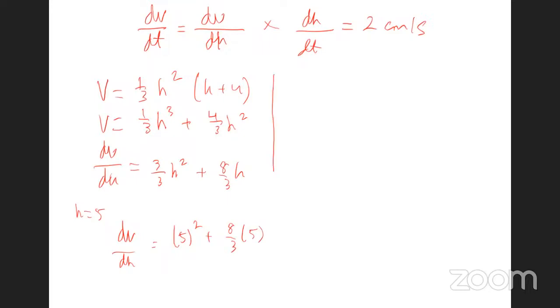So therefore, dV/dt will be equal to, I didn't really work out that. What's 5 squared plus 8/3? 38 and a third. So 38 and a third multiplied by 2, which is 76 and 2/3 centimeters cubed per second. Yeah, you got the third. Right, nice, good. I think we have time for one more. We have 5 minutes, we can squeeze in one more.